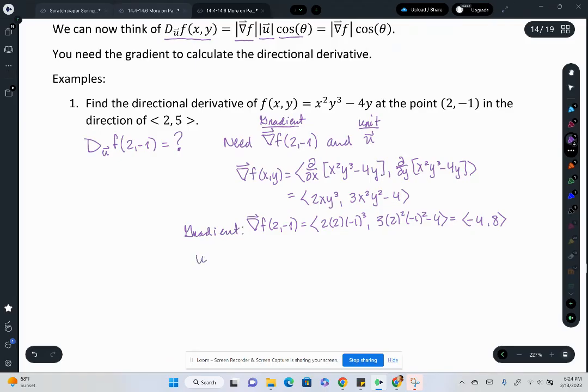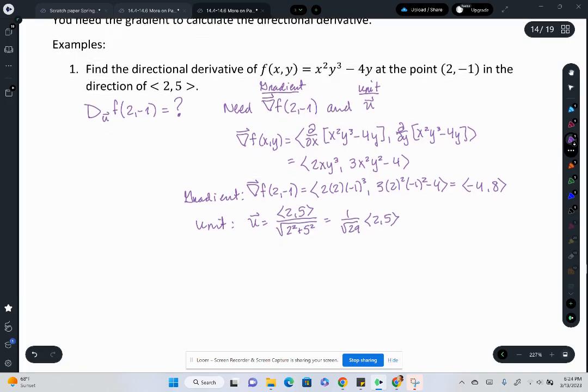Now we need the unit vector. All right, so our unit vector will be equal to the vector that we're given, 2, 5, divided by the magnitude of that vector. And the magnitude is going to be the square root of the sum of squares, so 2 squared plus 5 squared, which adds up to 29. And so this simplifies to be 1 over the square root of 29 times the vector 2, 5. That is a unit vector.